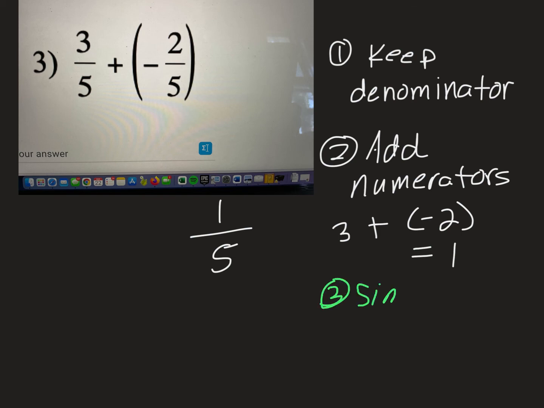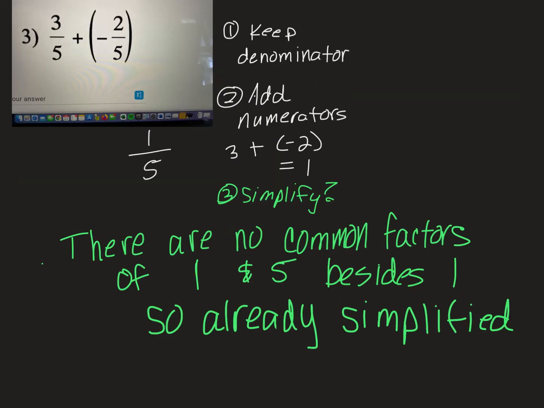I'm going to put that in with a question mark. Is there a number that you can divide 1 by that you can already divide 5 by as well? If we go back and look, there are no common factors of 1 and 5 besides 1. You could divide them by 1, but that's not going to change anything, right? So that means that 1 over 5 is already in simplified form.